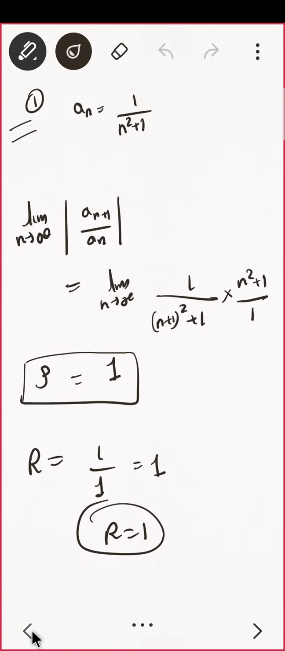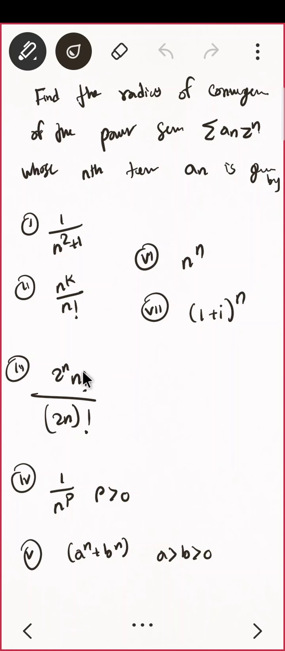What about the third one? The third one is 2 raised to n into n factorial upon (2n) factorial. So it is also easy. You just have to use again the ratio test. And what about the fourth one? 1 upon n raised to p, where p is greater than 0, that's what they are saying. Same, use the ratio test. Once you use the ratio test, what do you see? n upon n plus 1, so radius of convergence will be 1.